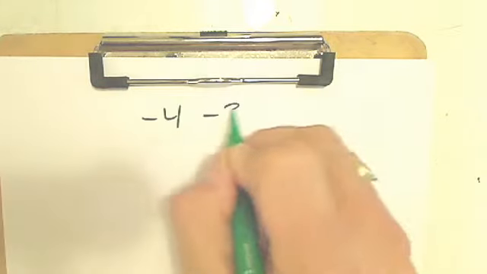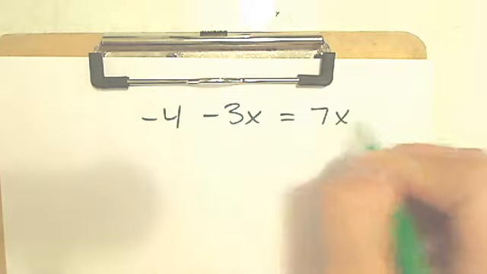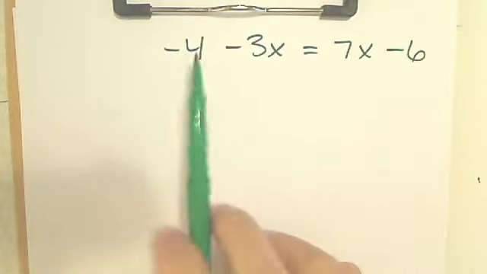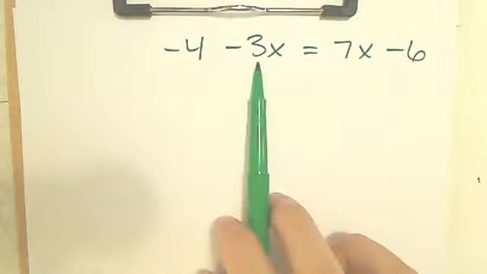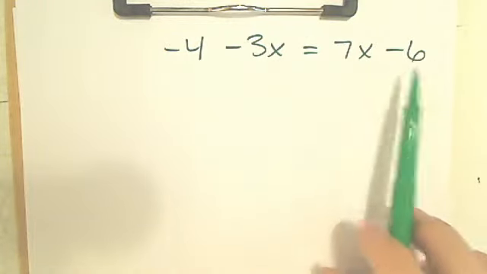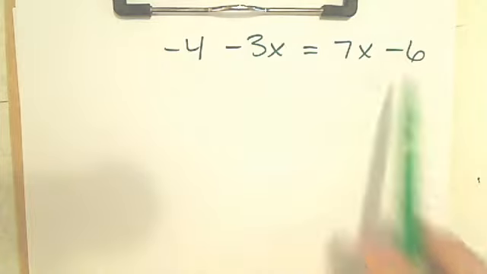Negative 4 minus 3x equals 7x minus 6. Remember, you have choices to make. Looking at that equation, what 4 choices do you have? You can either add 4, add 3x, subtract 7x, or add 6.